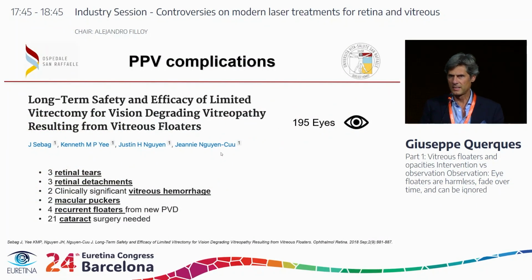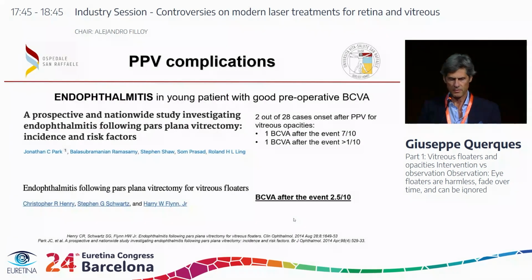This is the other approach, pars-plana vitrectomy. Also in this case, this is a large series. As you can see from this slide, there are important potential adverse events, including recurrence of floaters, retinal detachment, retinal tears, and cataract surgery needed, vitreous hemorrhage, and around 20% of patients in this series needed reintervention after pars-plana vitrectomy.